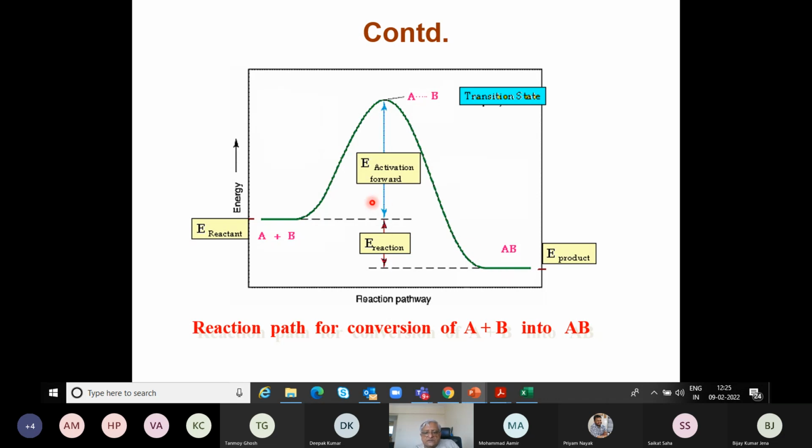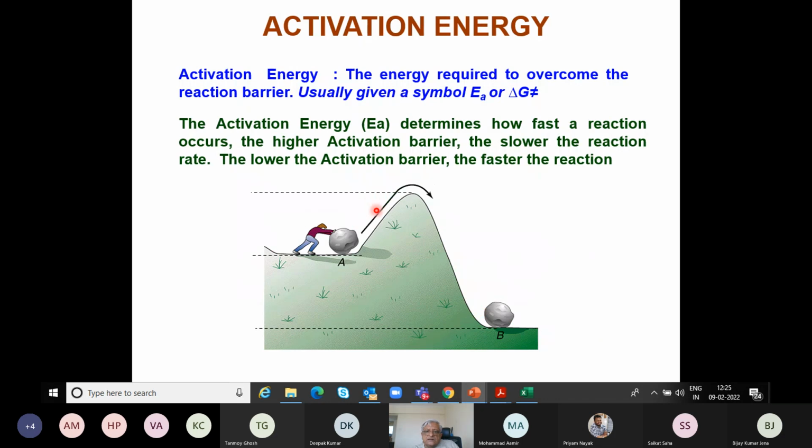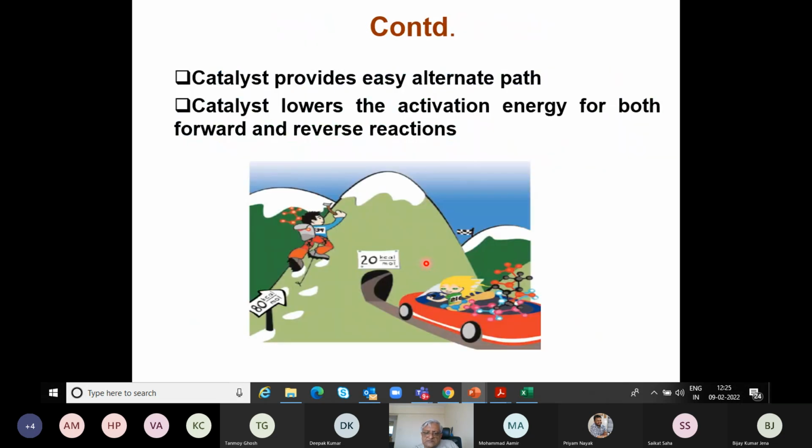And this is actually what the catalyst does. It reduces the energy of activation. The activation energy is the energy required to overcome the reaction barrier, and it determines how fast the reaction occurs. So basically, what the catalyst does is provide an alternative path.